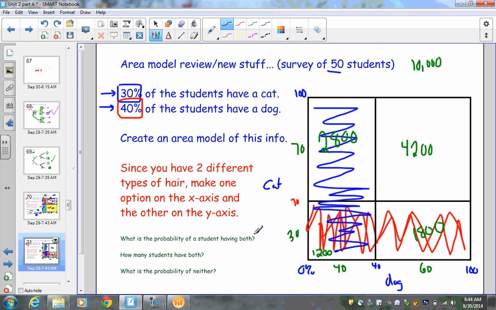All right, so what is the probability of students having both? In black ink here, well, both is what is shared here. So that's going to be 1,200 over 10,000. And I'll let you do your own reducing. How many students have both? Once again, you're going to take the answer to this question and multiply it by 50 to get your overall answer. So 1,200 divided by 10,000, multiplied by 50 is 6 people.